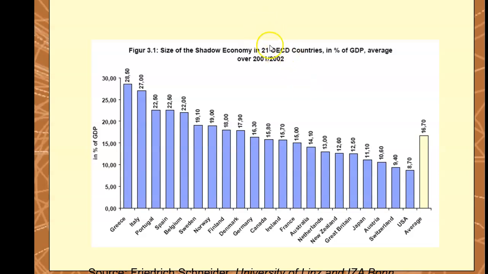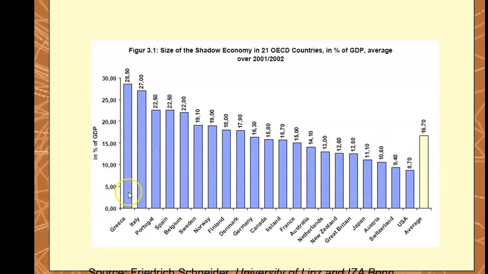So for example, there is a group of countries called the OECD countries. OECD stands for Organization for Economic Cooperation and Development. These are 30 countries that are usually what we call mature or developed economies. In this group, on average, the underground economy represents about 16 or 17% of the overall economy. That means basically 1 out of 7 dollars is not reported to the government.